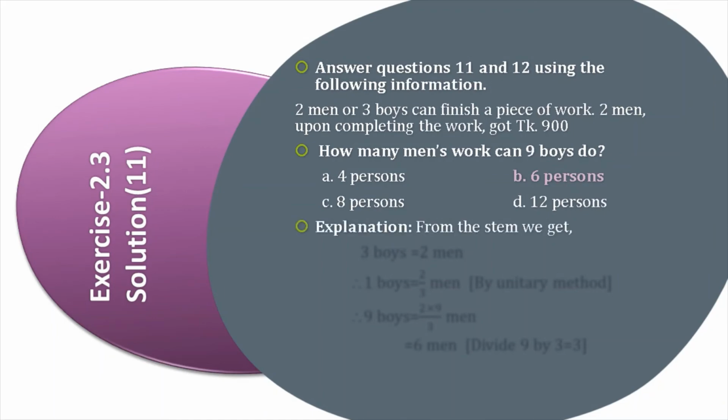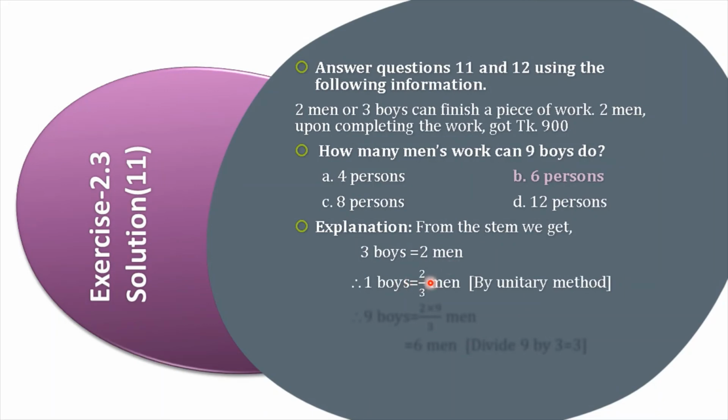Let us see the explanation. From the stem we get 3 boys equals 2 men. You can see 2 men or 3 boys. "Or" means equal. That's why you can write 3 boys equals 2 men, because we have to find out 9 boys equals how many men or how many persons.